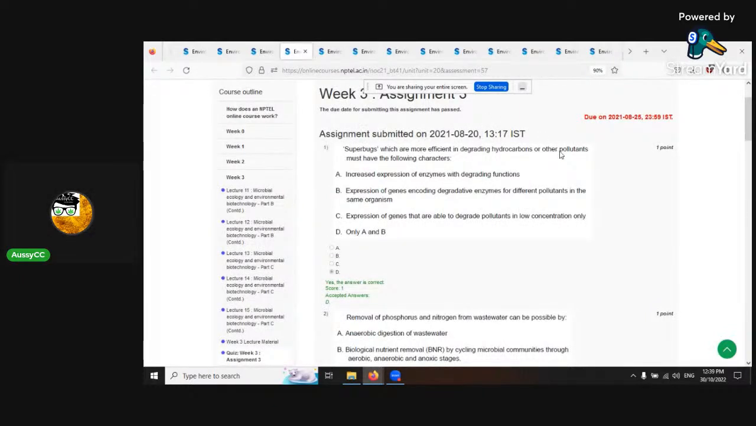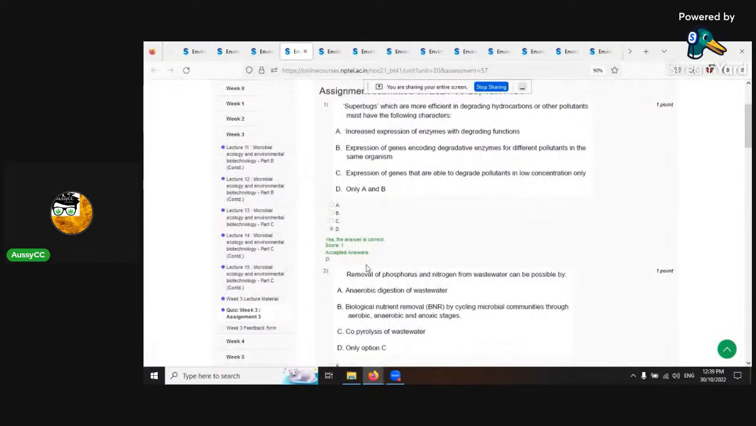Superbugs, which are more efficient in degrading hydrocarbons or other pollutants, must have the following characteristics. Increased enzymes. Yes, enzymes is good. Expression of genes. Most pollutants. Expression of genes. It's A and B. D.